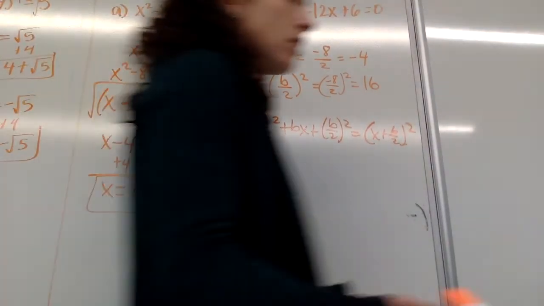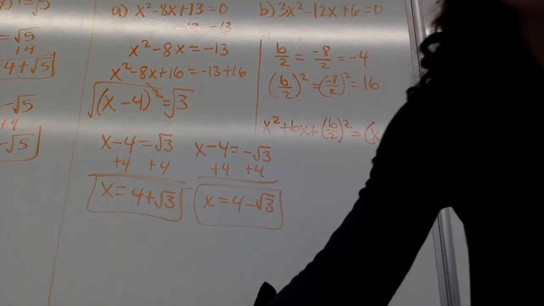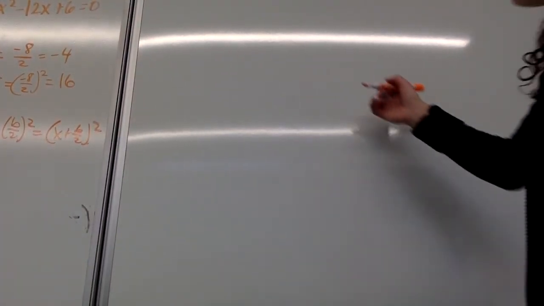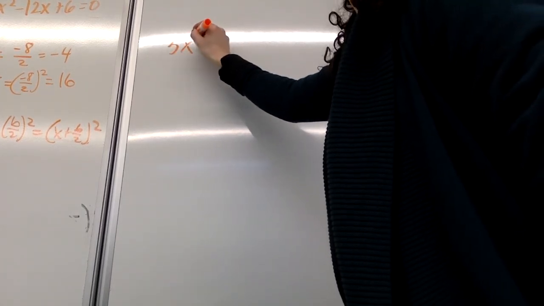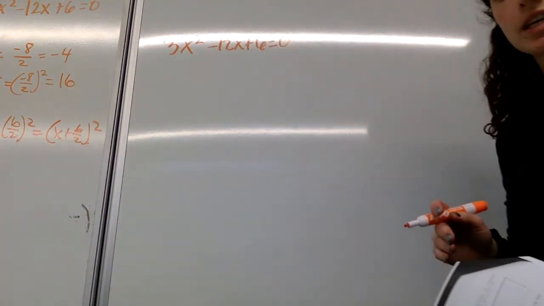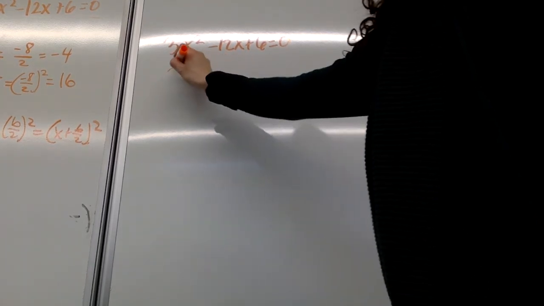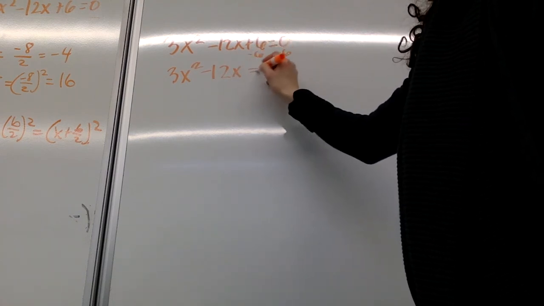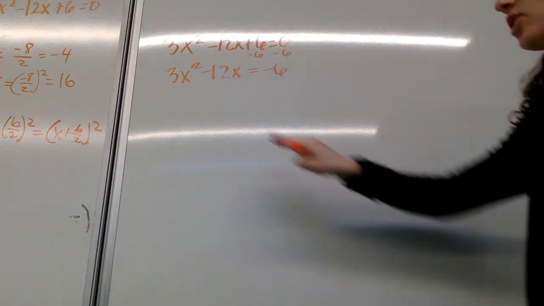Okay. And then I'm going to do b over here because there's not any more room there. So for b, we've got 3x squared minus 12x plus 6 equals 0. So in the same way, I'm going to get that 6 by itself. I'm going to get the x squared and the x by themselves. So 3x squared minus 12x equals negative 6.